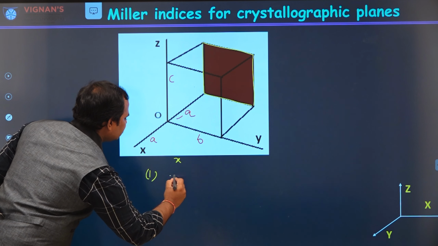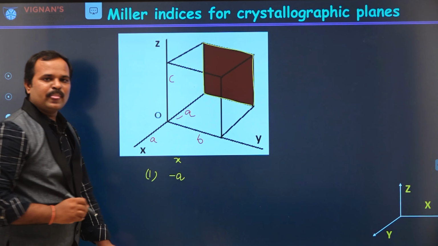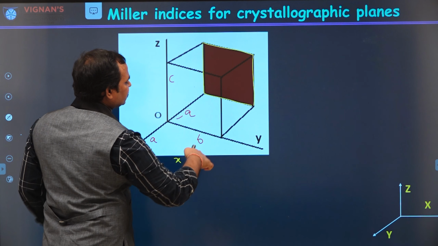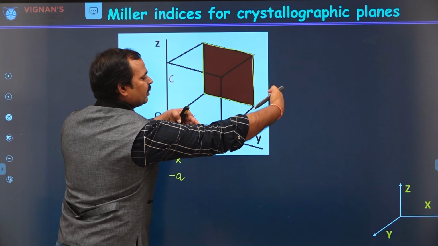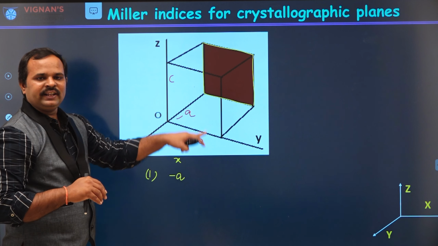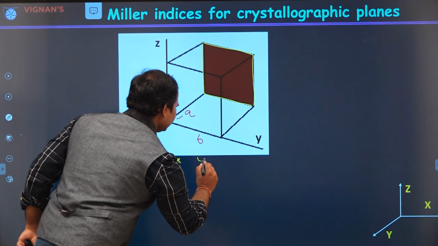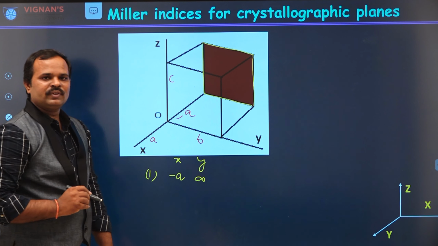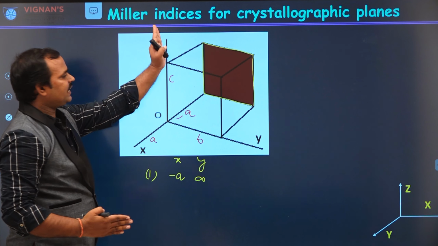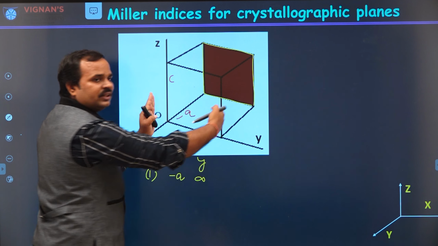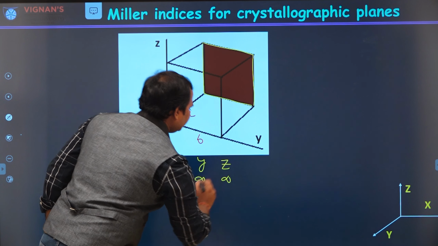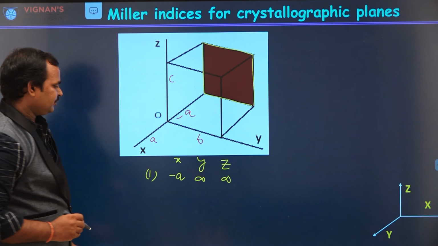So let's write minus A, and you can see this plane is not at all intercepting along the y-axis. This is the y-axis and this is the plane. They both are parallel to each other. So the intercept of this plane on the y-axis is at infinity. Also, this is the z-axis and this is the plane, they both are parallel to each other. So the intercept on the z-axis is at infinity.